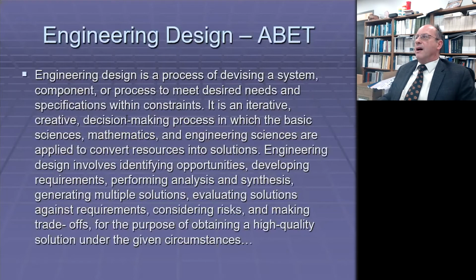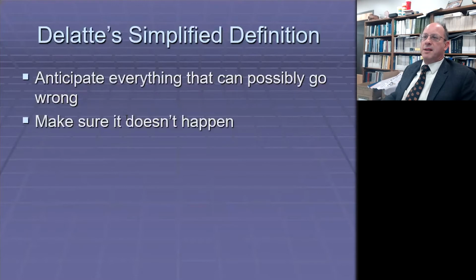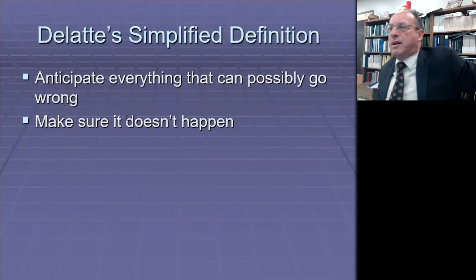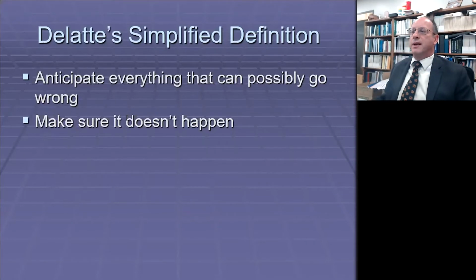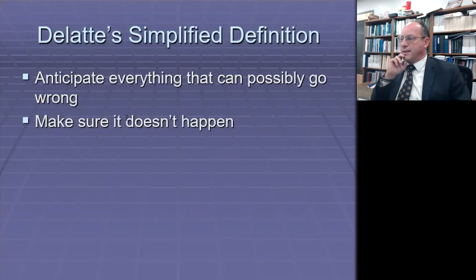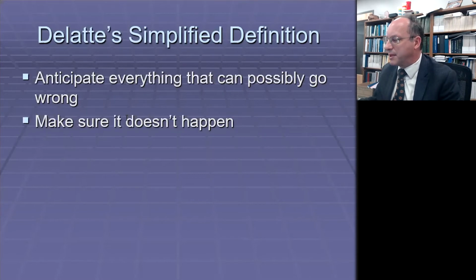And there's a very long definition from the ABET accreditation of what engineering design is that we're required to teach our students, prepare our students to do. But this is my simplified version of design: you anticipate everything that can possibly go wrong, and then you make sure that it doesn't happen. But the tough part of that is figuring out those things that can go wrong, because it depends on your ability to visualize problems.